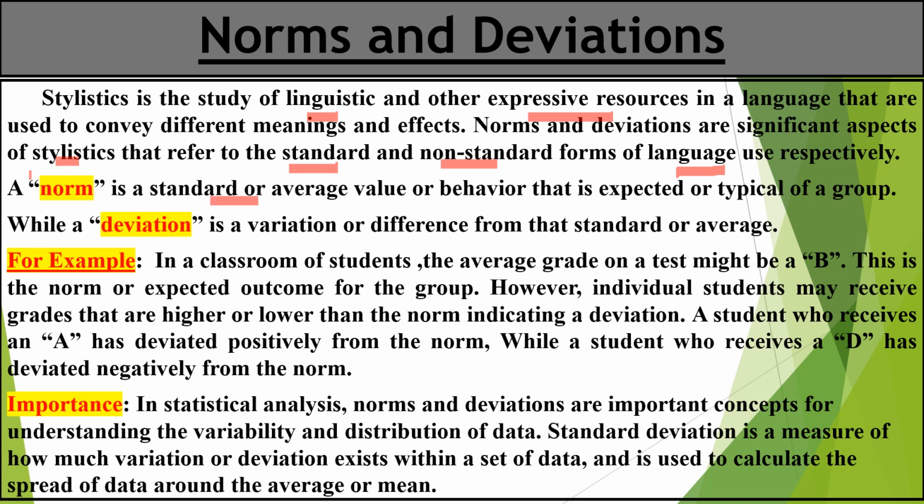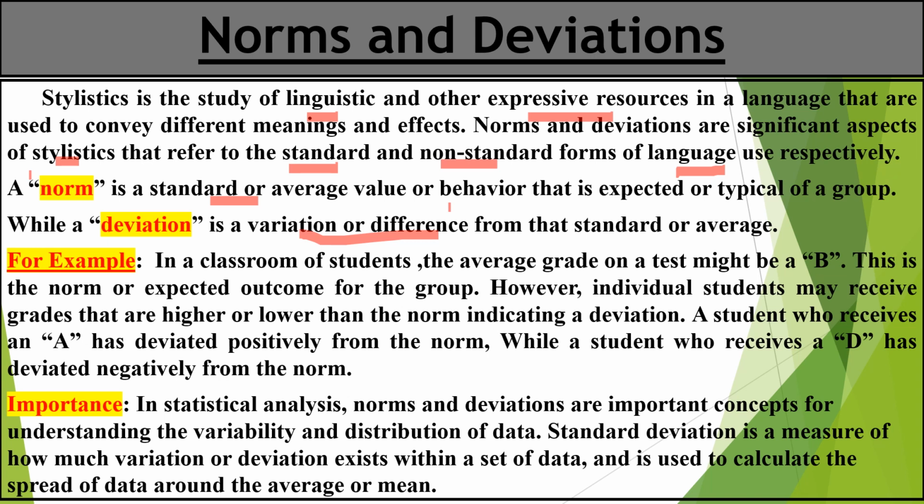Now we will start from the social definition of a norm. A norm is a standard or average value, a behavior that is expected or typical of a group that someone has to follow. For example, if you are born in a society, then you learn certain cultural norms, certain cultural patterns that you always follow blindly without knowing that you got these patterns from your culture. But when we have variation or difference from those standards, values, or average norms, then it is called deviation.